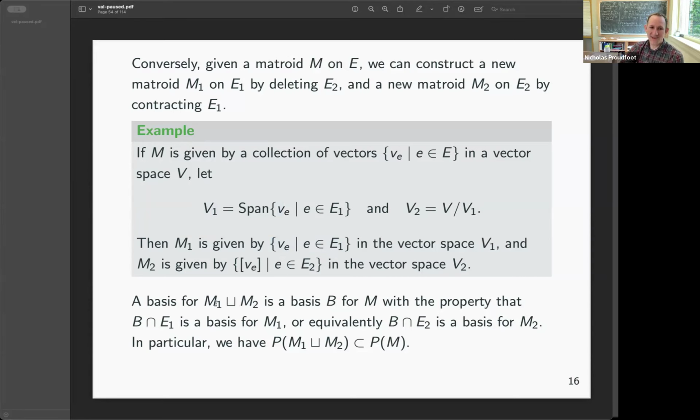Now it's not true that M1 disjoint union M2 is my old matroid M. But a basis for M1 disjoint union M2 is a basis for M such that when I intersect with E1, I get a basis for M1, or equivalently, if I intersect with E2, I get a basis for M2. In particular, it's a subset of all the bases for M. That means the polytope for M1 disjoint union M2 is contained in the polytope for M. It might be equal, but usually it won't be equal.